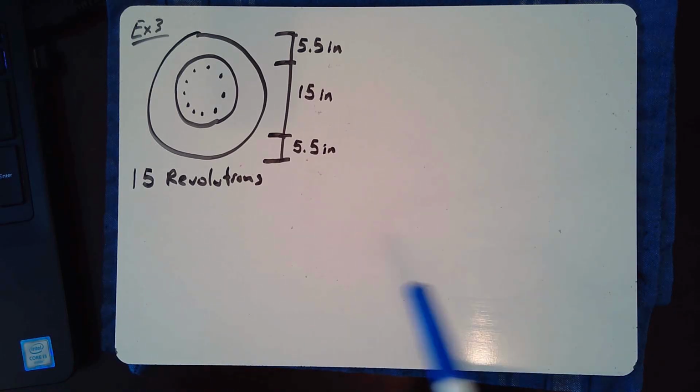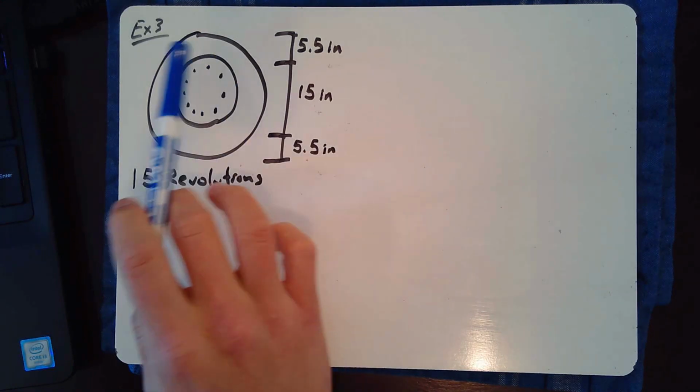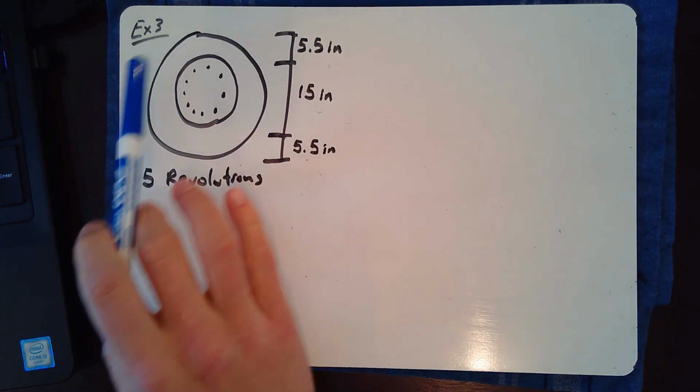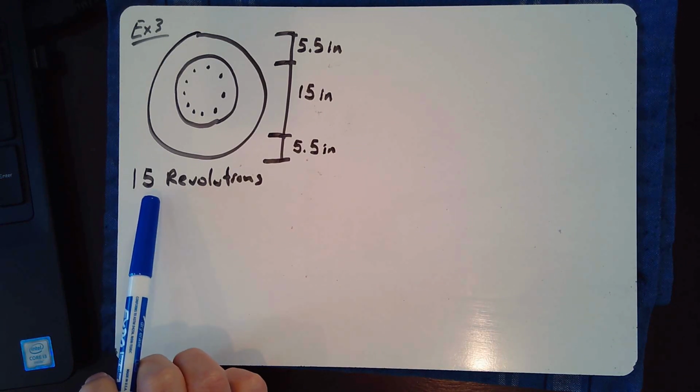In this next problem, we're given a tire. Notice my beautiful tire here. And we're asked how far will that car travel that has these tires after it makes 15 revolutions, which means the tire spins 15 times. How far did the car move?